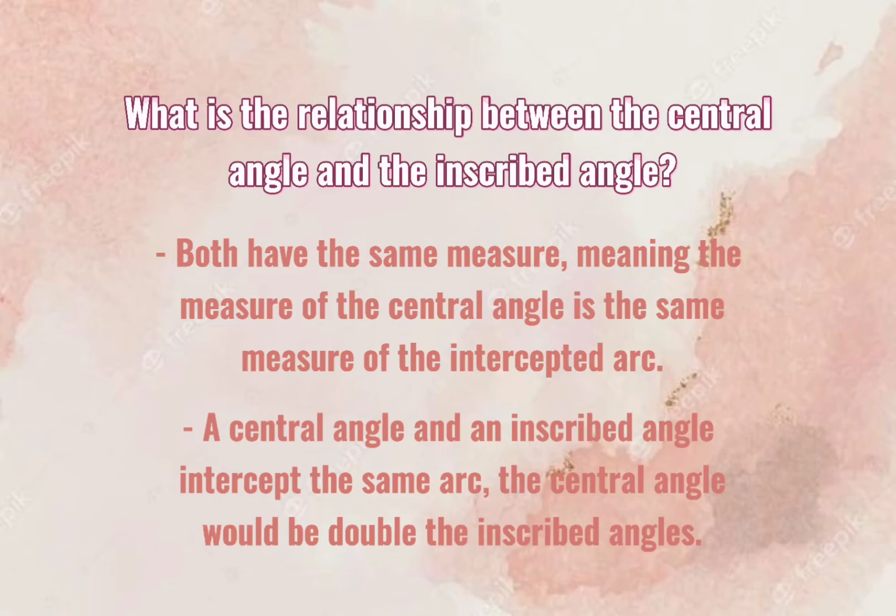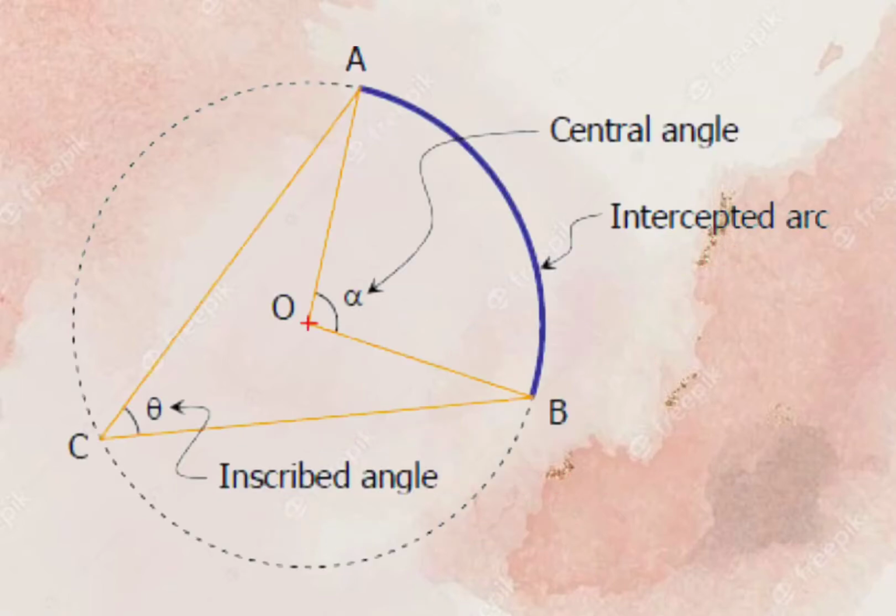The central angle would be double the inscribed angle. The inscribed angle is half of the central angle. Here is an example of the central angle with the inscribed angle and its arc.